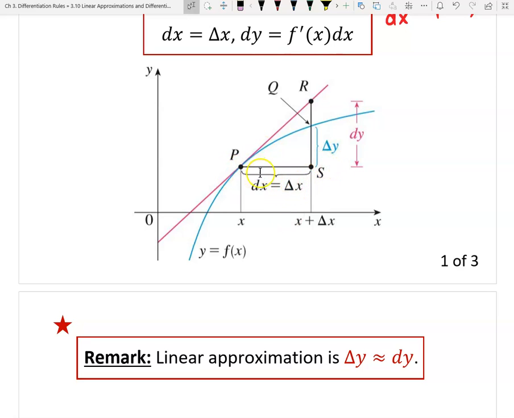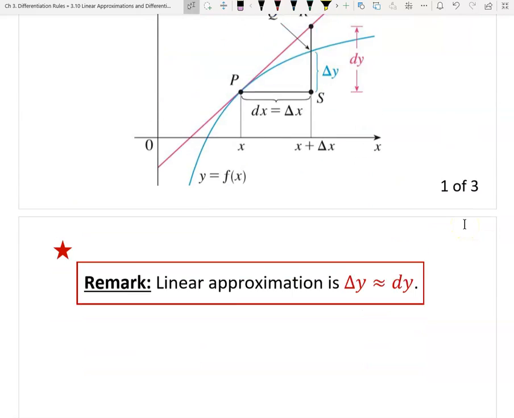Because delta x is small enough, the tangent line is close to the curve. Therefore, the point R should be close to the point Q. What does it mean? This means dy should be close to delta y, right? They tell us the differential is just an approximation to the increment of y. This result is the meaning of the differential, and we get it from the graph, and we can also get it from algebra. So we can change the linear approximation to this statement.